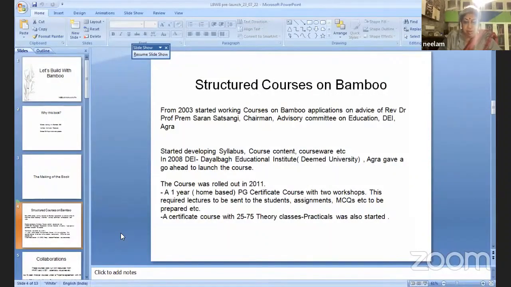In 2008, the deemed university DEI gave me a go-ahead to launch the course. I further refined it and rolled out the course in 2011, and I'm happy to say that we're still running it for the last 11 years. We had two different kinds of courses. One was a home-based program where I wanted to skill the people who would be designing and taking the managerial roles. That was a home-based program, like a PG certificate course with 2 workshops, one in each semester. And this required lectures to be sent to the students and assignments and MCQs, etc., to be prepared.